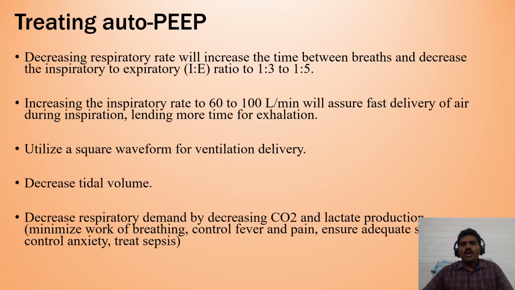So how are we going to treat auto-PEEP? Basically, you can treat auto-PEEP by decreasing the respiratory rate, which will increase the time between breaths and decrease the inspiratory to expiratory ratio, the I:E ratio, to 1:1.5. Allowing more time for expiration will let out more air during exhalation, so it decreases the auto-PEEP. Set the inspiratory flow to 60 to 100 liters per minute to assure fast delivery of air during inspiration, lending more time for exhalation, which allows auto-PEEP to be reduced.